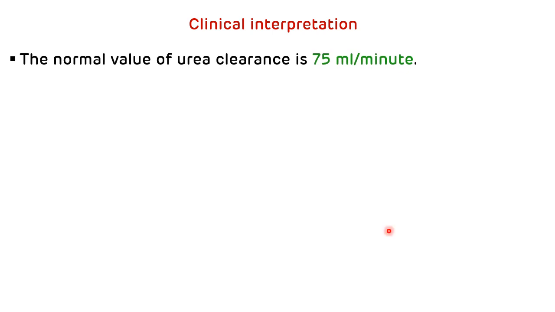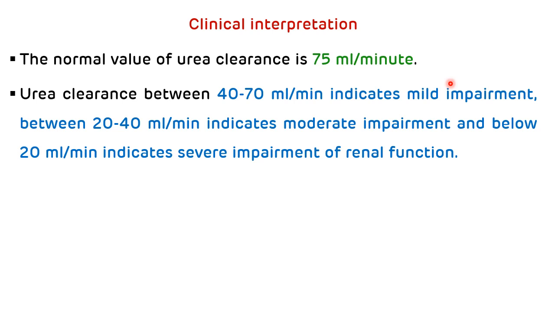Now, clinical interpretation of urea clearance test. The normal value of urea clearance is 75 ml per minute. The urea clearance between 40 to 70 ml per minute indicates mild impairment of kidney. Between 20 to 40 ml per minute indicates moderate impairment, and below 20 ml per minute indicates severe impairment of renal function.